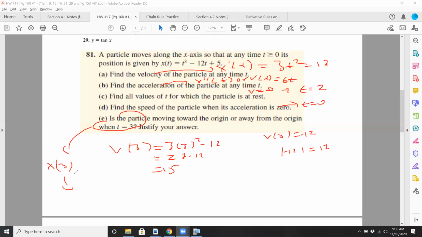Let's do x of 3. That's 27 minus 36 plus 5, which is negative 4. Okay, so right to the left of the origin. So you have a coordinate plane here, right? So right now, there's a particle. And your velocity is positive, so you're going towards the origin. There you go. That's the answer, E. My bad.